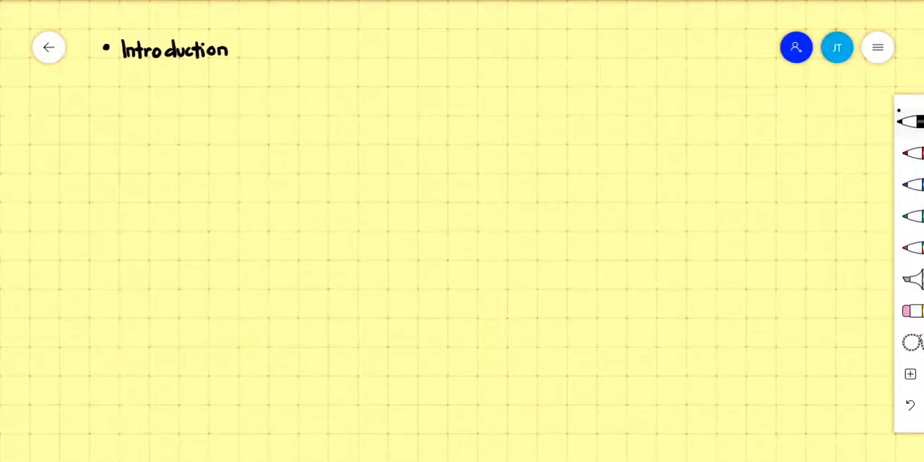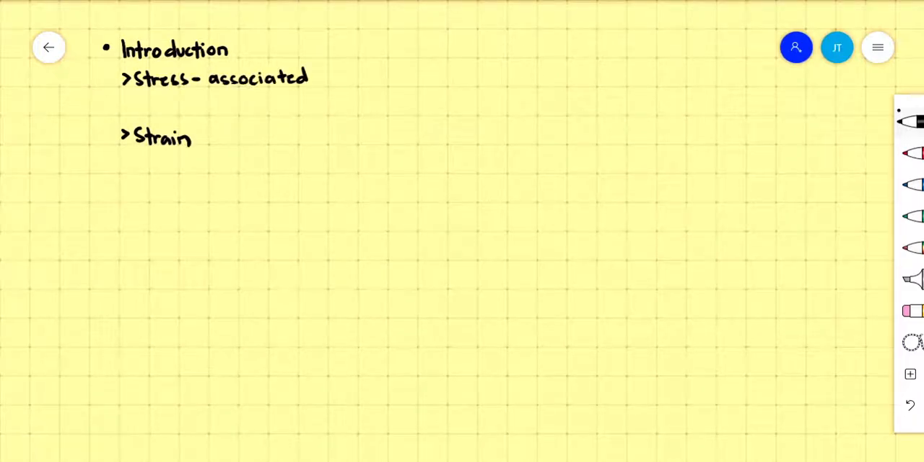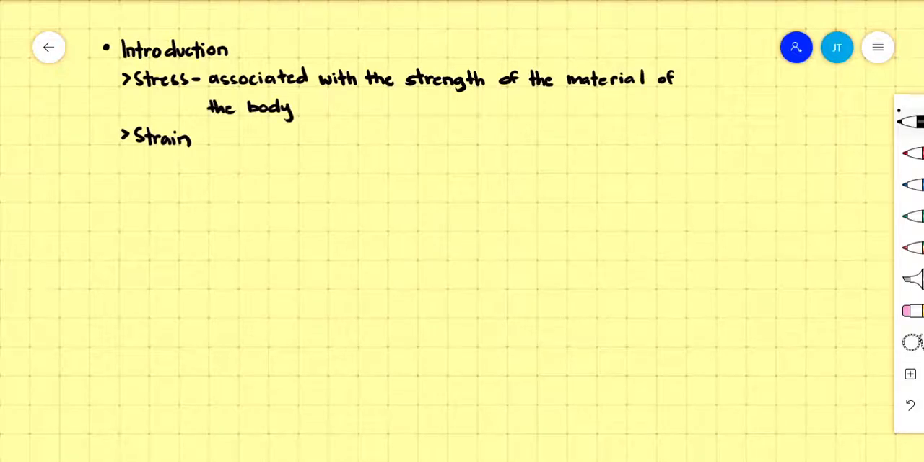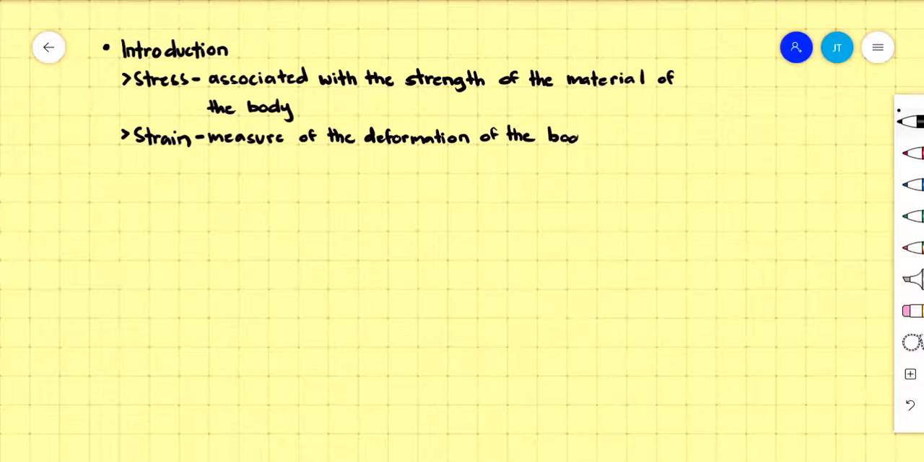Under the introduction are stress and strain. To define stress, it is associated with the strength of the material of the body. Strain, on the other hand, is a measure of the deformation a body undergoes.